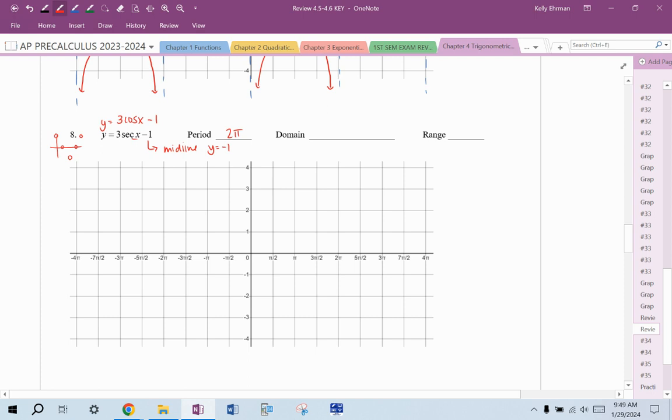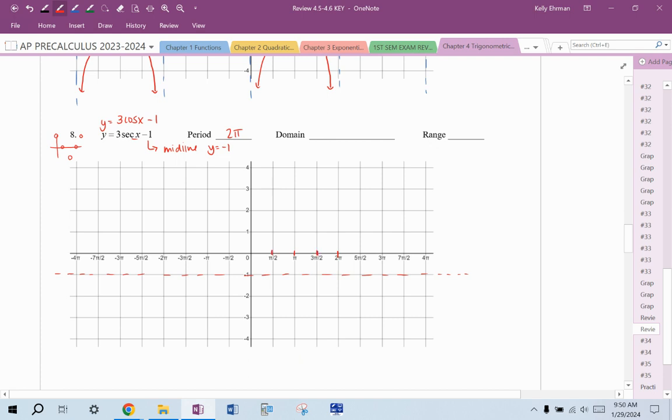Domain and range we'll figure out in a minute. So this has a vertical shift of down 1. That's why the midline has been shifted from the x-axis down 1. So optional, but I like to draw in the midline. We're going to be using the idea of midline to help us write these equations from the graphs next section. So that's why I'm kind of harping on that so much. And then the period is 2 pi. So divvy up 2 pi into its 4 equal parts.